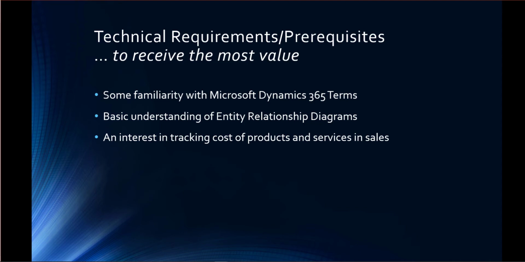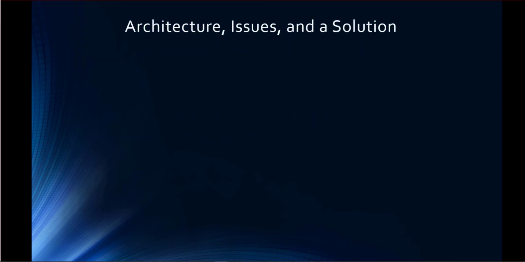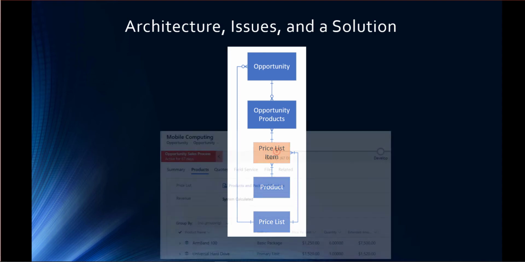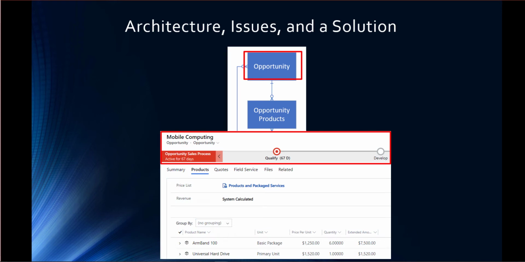All right, let's look at this issue now. So we'll look at the architecture first. When I say we look at the architecture first, what I'm referring to is my favorite thing, the entity relationship diagram. So what we're looking at right here is an ERD of the concept of the opportunity and the opportunity products.